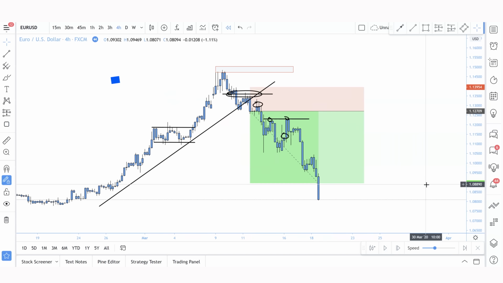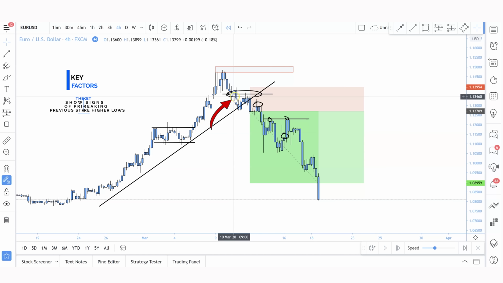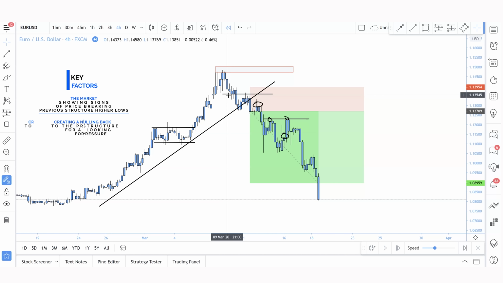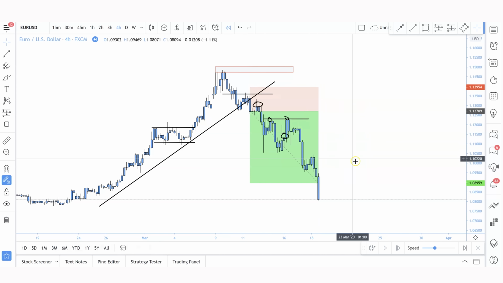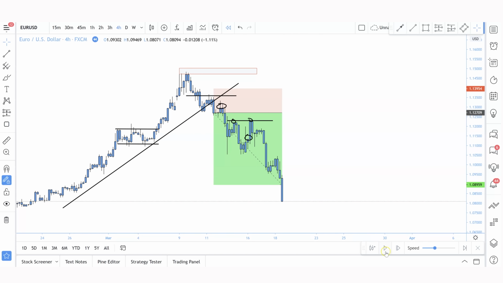Now understand this. The pattern that we're trying to identify here is the market showing signs of price breaking previous structure higher lows, creating a new low, and then pulling back to that previous structure for a retest, and then looking for that bearish pressure. And as you can see, we have this example here that played out pretty well. Now let's continue this and look at another example.